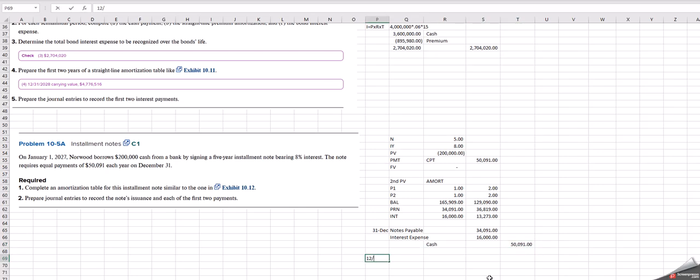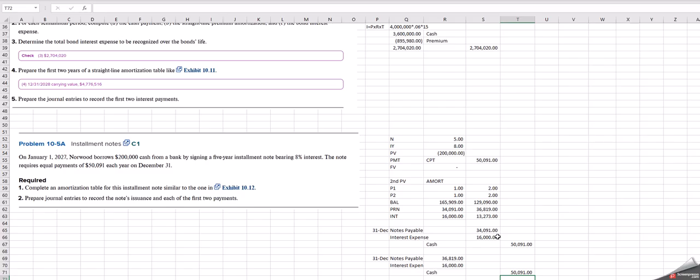Then the next year, we're going to do the same thing. We're going to debit notes payable, not for the same dollar amount, though. We got to look over at that second column. So $129,090, or no, sorry, that was my balance. $36,819, and then debit interest expense, $16,000, and then credit cash, $50,091. And then that is what you do.